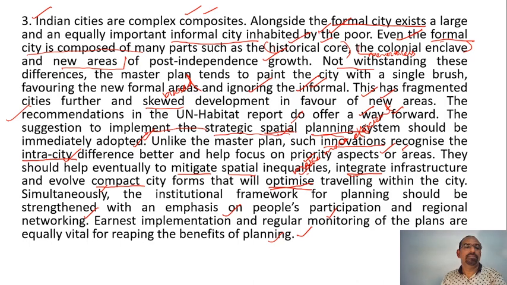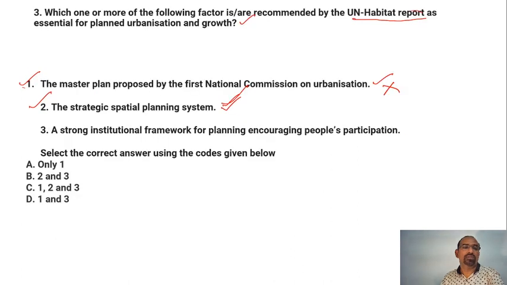Come to the passage once again. Look at that. Earnest implementation and regular monitoring of plans are equally vital. Integrate infrastructure and development compact. Simultaneously, the institutional framework for planning should be strengthened with an emphasis on people's participation. These are two other recommendations of the UN Habitat report. So we get the answer. So 2 and 3. Where is 2 and 3? Only option B. This is the correct answer.